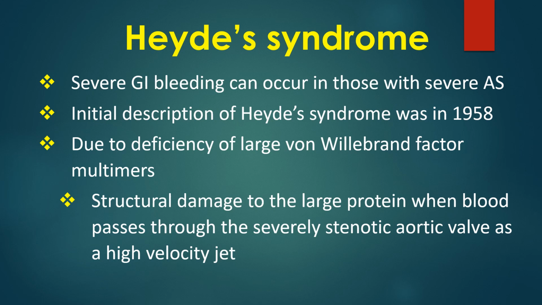An important mechanism for the bleeding is deficiency of large von Willebrand factor multimers. This is due to the structural damage to the large protein when blood passes through the severely stenotic aortic valve as a high velocity jet.